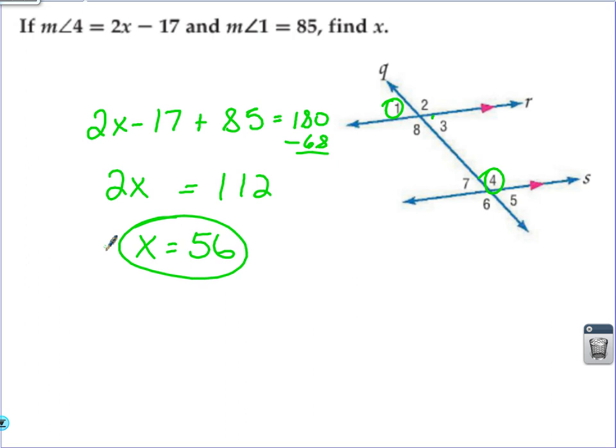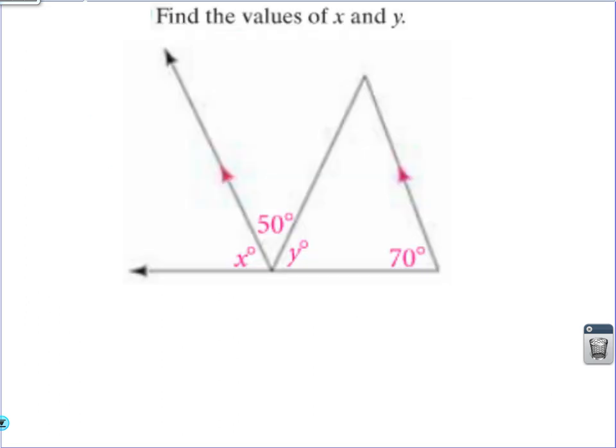So x is 56. So that means the measure of angle 1 was 85 degrees. And you can check it. 2 times 56 is 112. 112 minus 17 is also 85 degrees. Good job. Here's a nice one. Find the values of both x and y.